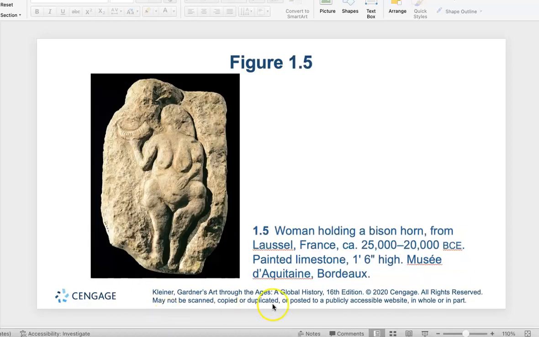We also have this woman holding a bison horn from Laussel, France, 25,000 to 20,000 BCE, painted limestone. Okay.